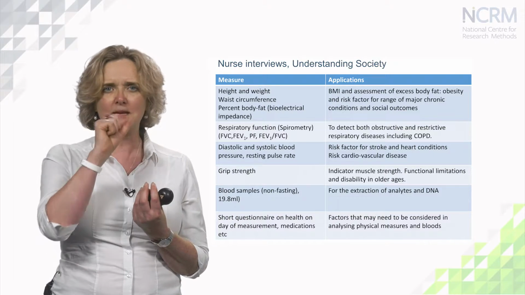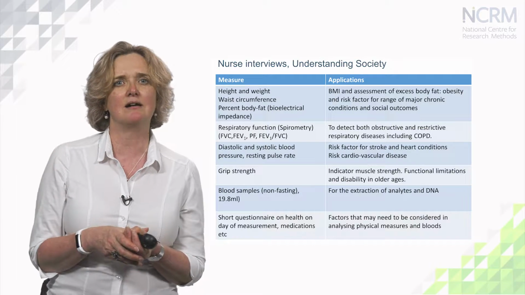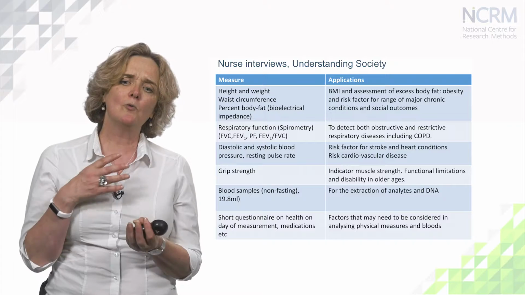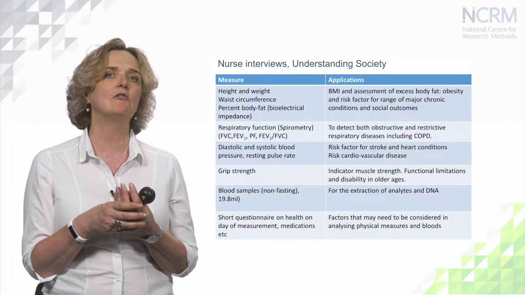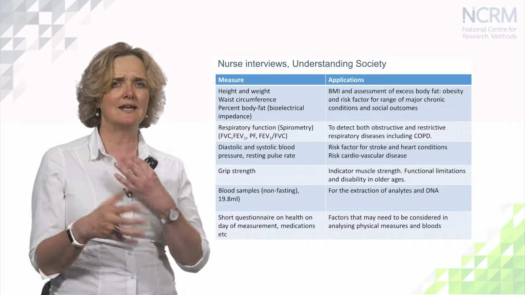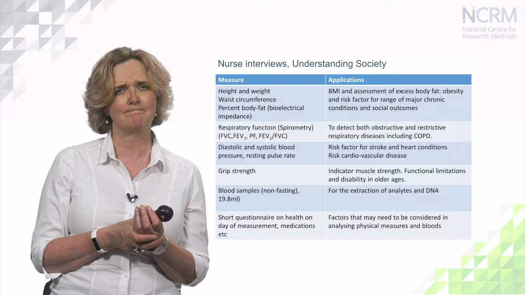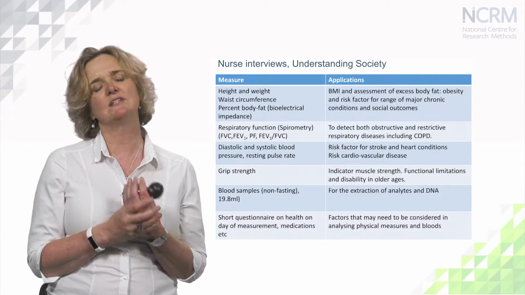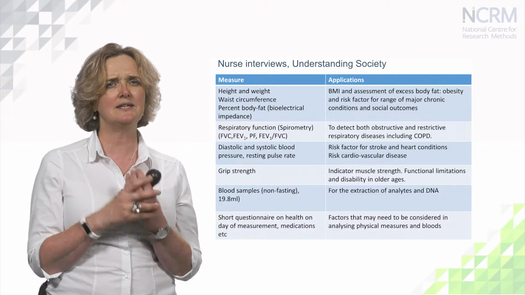Another thing that we do is make people blow into machines to measure how strong their lungs are. And this tells us obviously about their respiratory health. But what we see from these studies is that your respiratory function is really strongly correlated with mortality. And so it's a really good indicator of people's overall fitness. We measure blood pressure and pulse, which are risk factors for heart disease and stroke and diabetes.